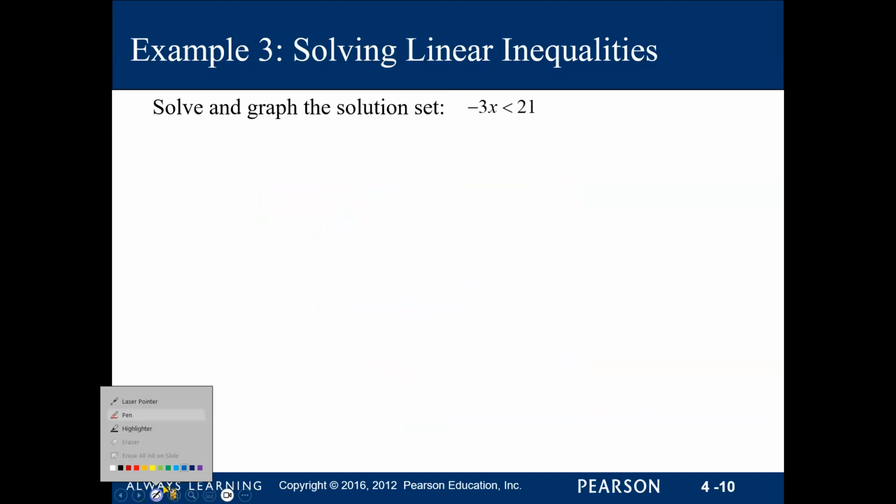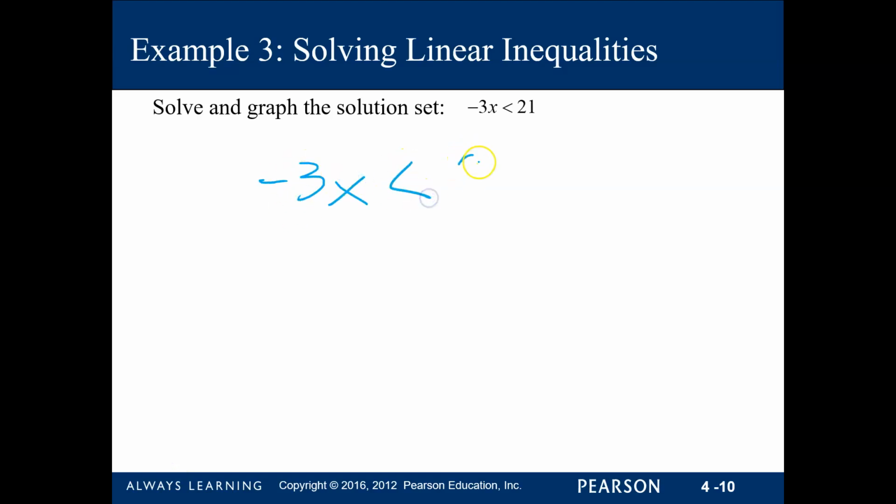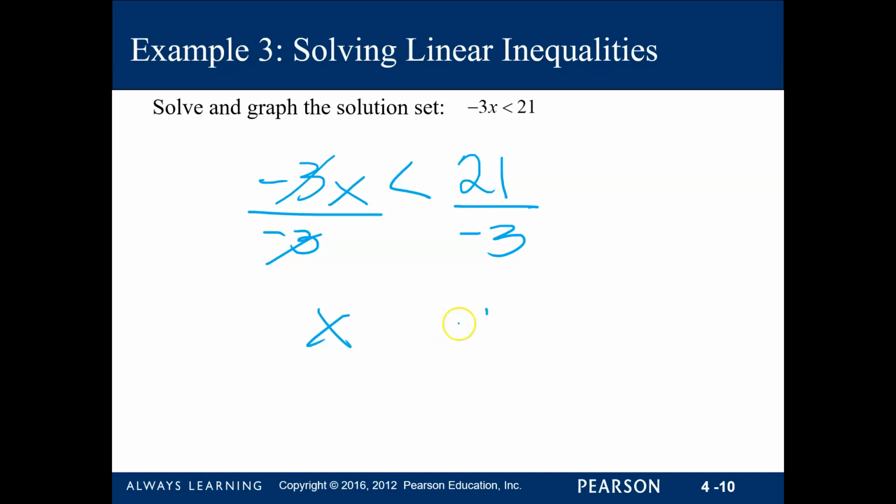All right, so next example, we have negative 3x is less than 21. Now, we only want x, so we know that we need to divide by negative 3. Divide by negative 3. And so now we have x, 21, and then 3. If we divide 21 by negative 3, we are going to get negative 7. Now, remember, we divided by a negative number. So what will happen to our inequality? This inequality is going to switch direction.